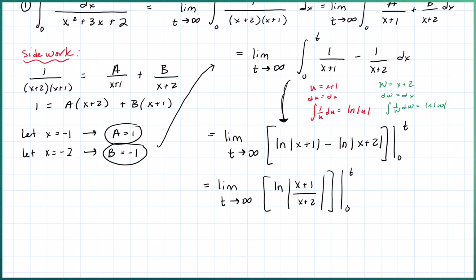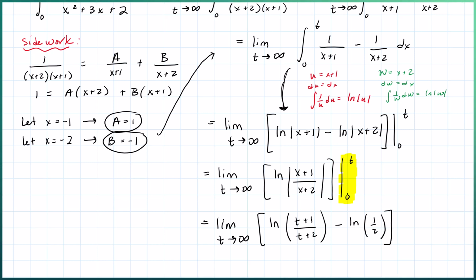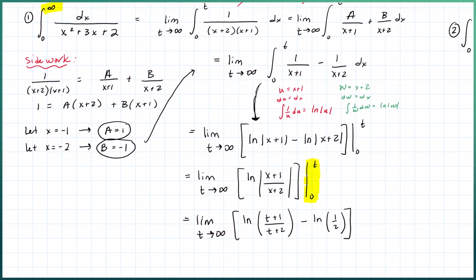Okay, once we've gotten to this point, we are now going to evaluate across the bounds. Now remember, the bounds are from 0 to t, so we're going to evaluate across those bounds, and then we're going to take the limit. So let's go ahead and do it. We're going to take the limit as t is approaching infinity. We're going to get the natural log. By the way, I also combined my two logarithms. I think it'll make it easier for this step. So the natural log of t plus 1 over t plus 2 minus, when I plug in 0, I get the natural log of 1/2.